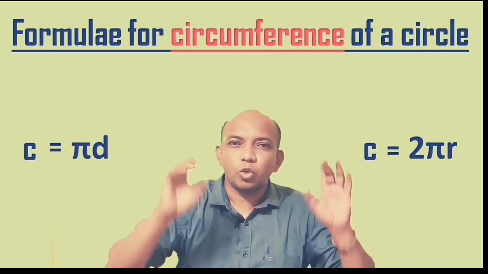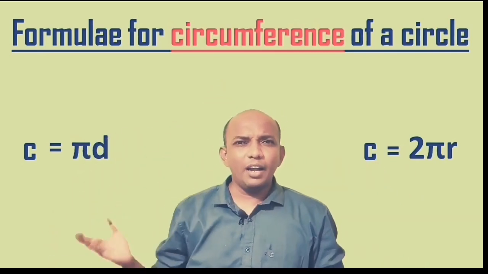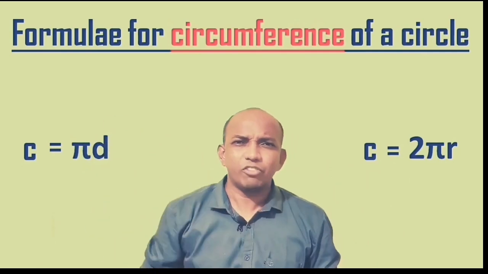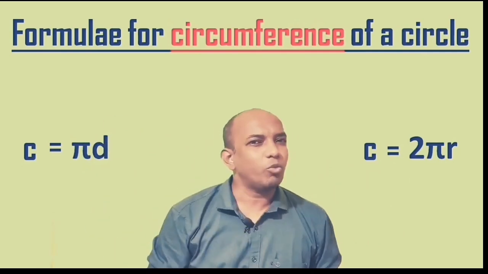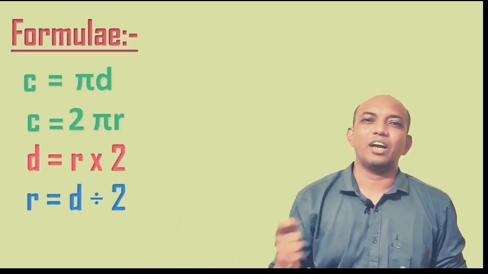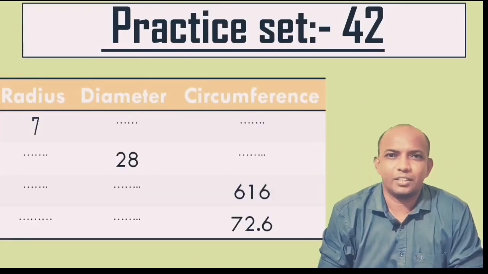So in this manner we have two formulae for circumference, and previously we learnt two basic formulae of the circle, that is d equals to 2 into r and r equals to d divided by 2, that is the diameter divided by 2. And let's move on to solve with it.